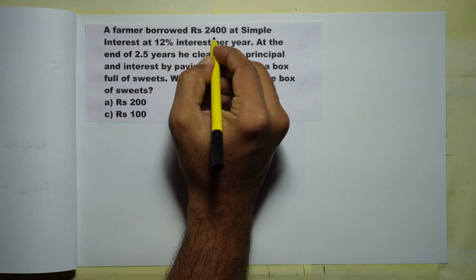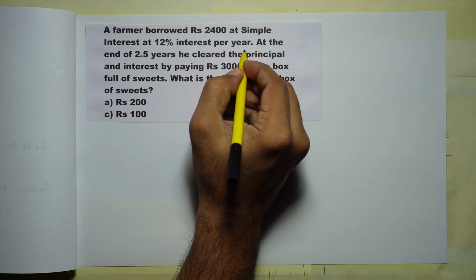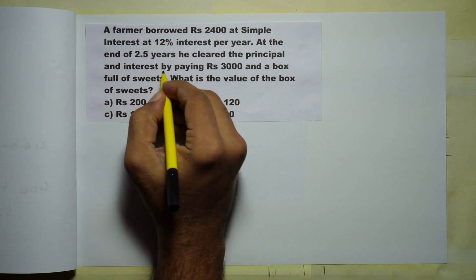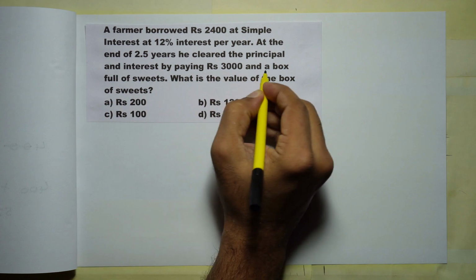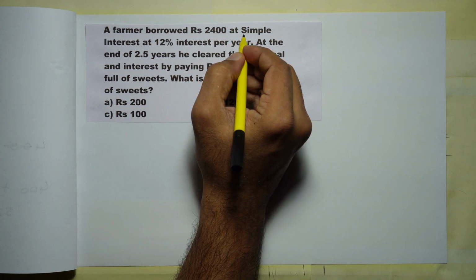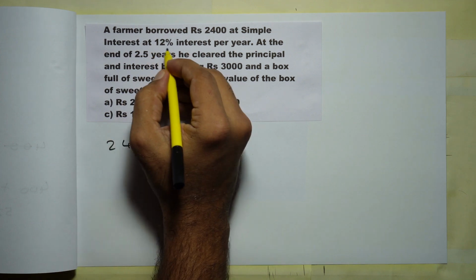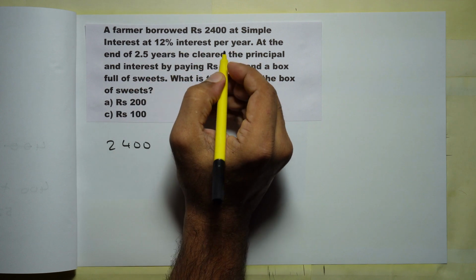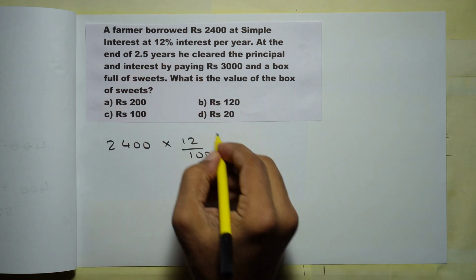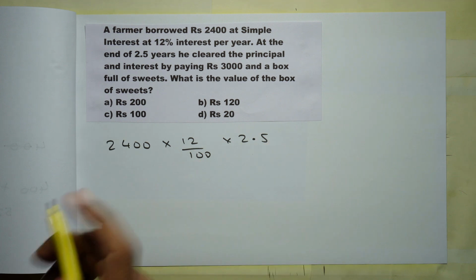A farmer borrowed rupees 2400 at simple interest at 12% interest per year. At the end of 2.5 years, he cleared the principal and interest by paying rupees 3000 and a box full of sweets. So first of all, we will calculate the interest that he has to pay. Now the principal amount that he has borrowed is 2400 and he has to pay 12% interest per year. So every year he has to pay 12% of this, like that for 2.5 years. So this is the total interest that he has to pay.